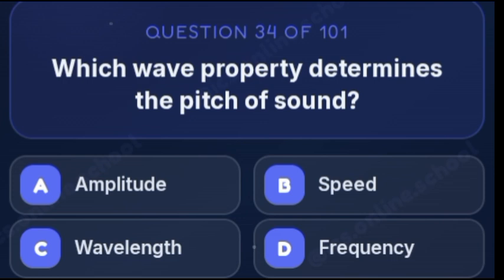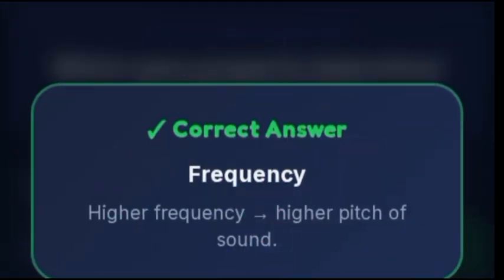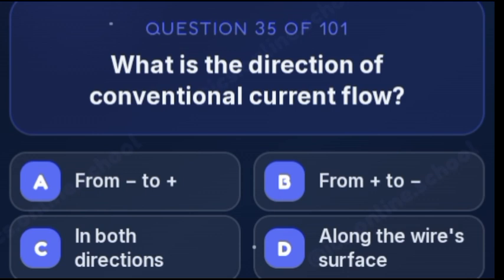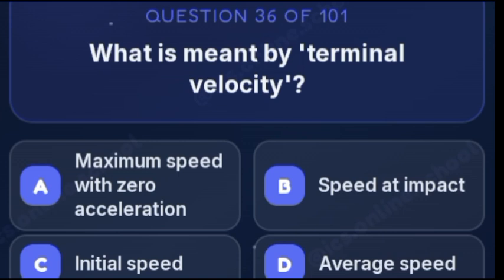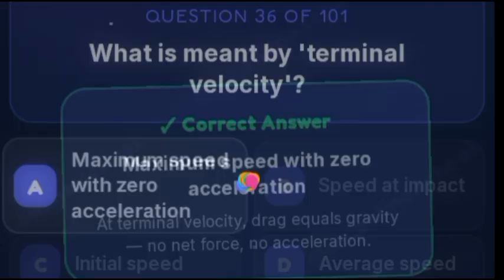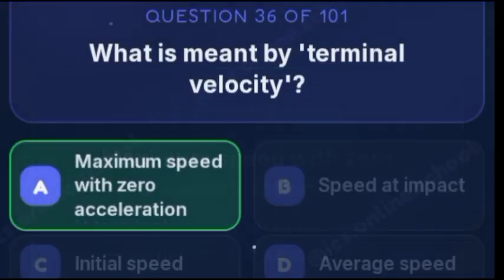Which wave property determines the pitch of sound? Frequency. What is the direction of conventional current flow? From positive to negative. What do we mean by terminal velocity? Maximum speed with zero acceleration.